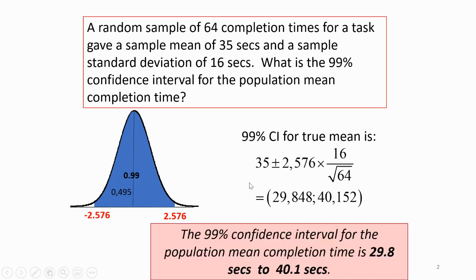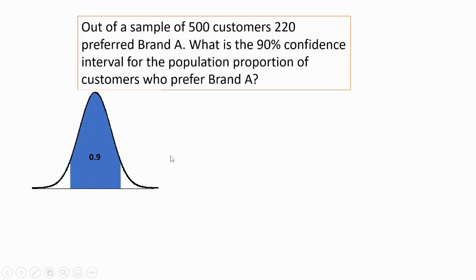So what does it mean? It's a 99% confidence interval that the completion time is between 29.8 and 40.2. In other words, I'm 99% sure that the true completion time would be between that value and that value. Now, this interval is fairly wide, 29.8 and 40.1. So it is fair to be 99% confident. Okay, so let's have a look at the next example.